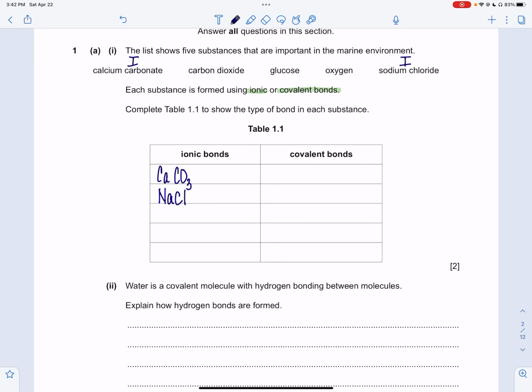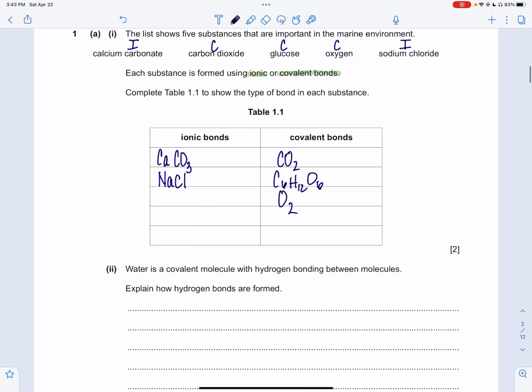The remaining carbon dioxide is covalent. Carbon and oxygen are nonmetals. Glucose: carbon, hydrogen, and oxygen, nonmetals. And then oxygen, nonmetal, also covalent. You can write the names out, or you could do their formula. And again, other ones that are covalent but are not included in that list would be sulfur dioxide and magnesium sulfate.